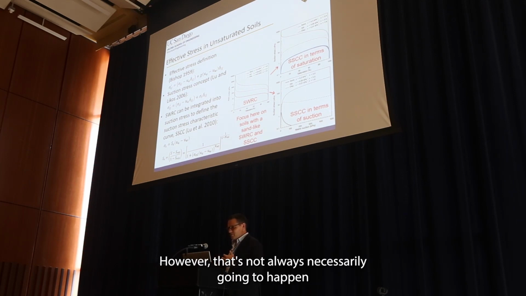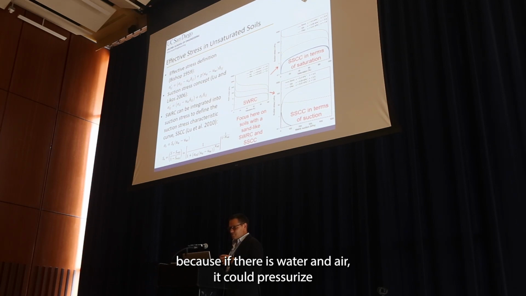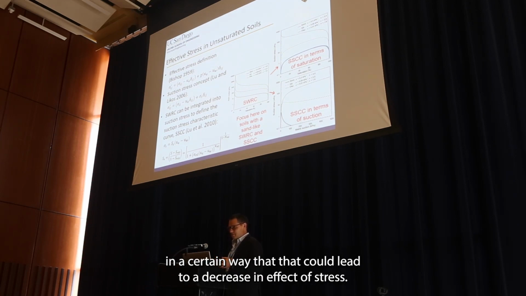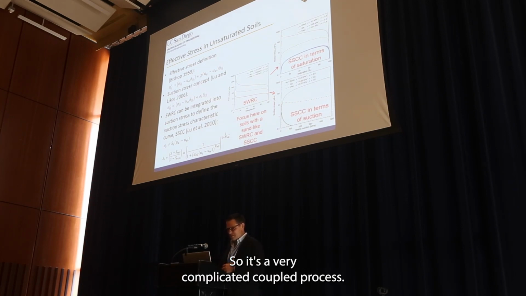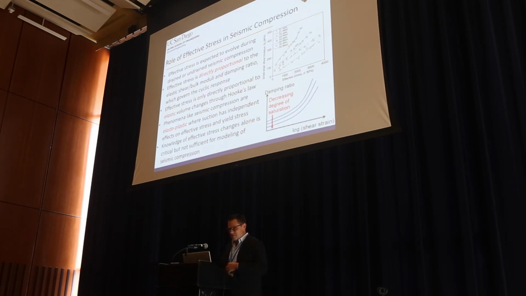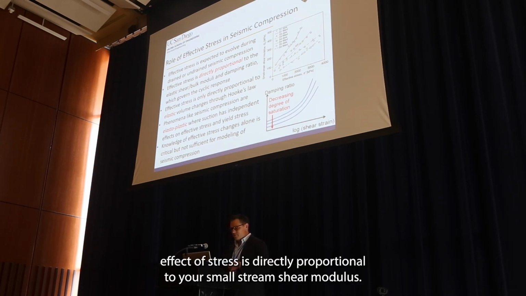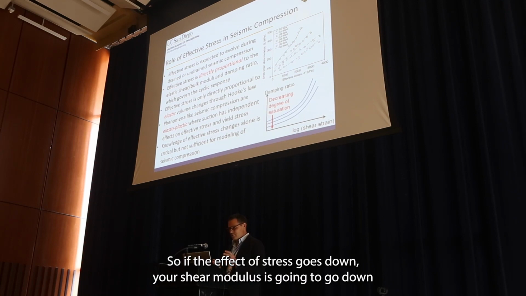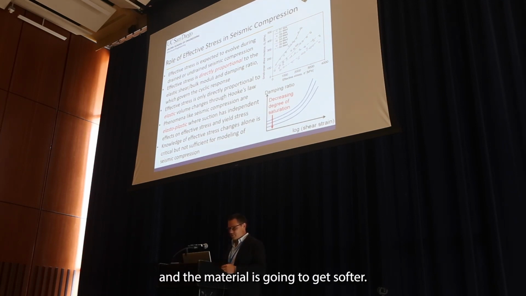However, that's not always necessarily going to happen, because if there is water and air, they could pressurize in a certain way that they could lead to a decrease in effective stress. So it's a very complicated coupled process. As I mentioned, the effective stress is directly proportional to your small strain shear modulus. So if the effective stress goes down, your shear modulus is going to go down, and the material is going to get softer.